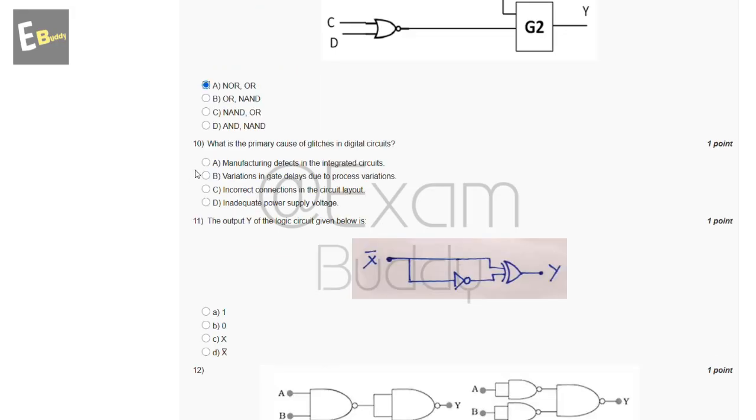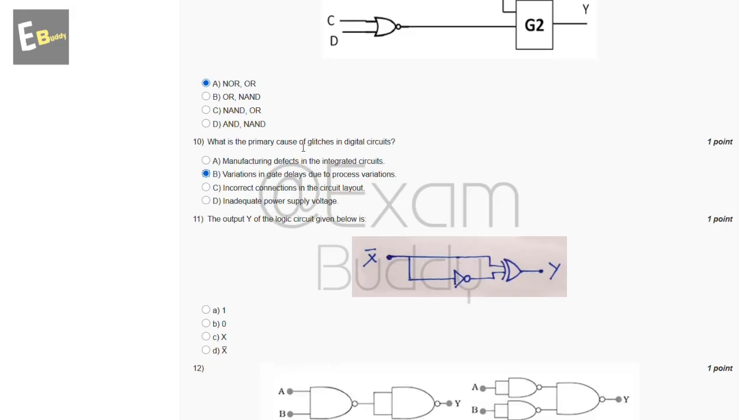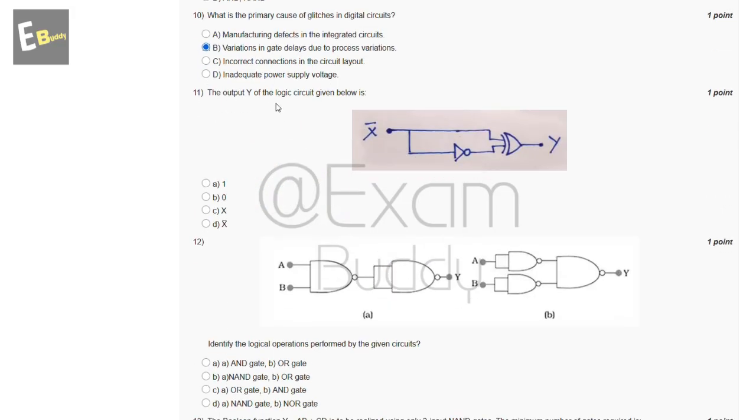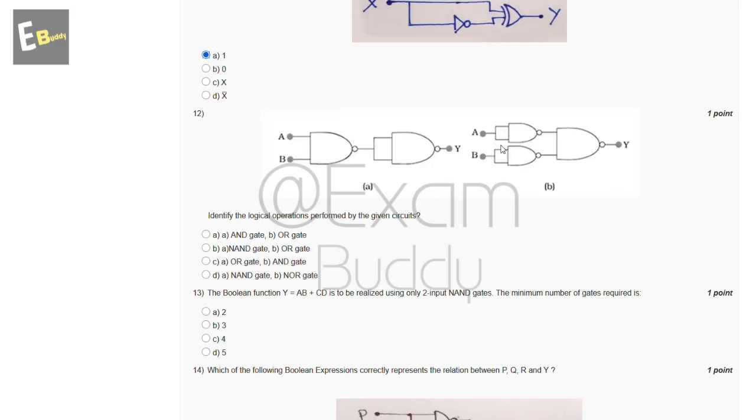Now the 10th question is what is the primary cause of glitches in digital circuits? These are the options and the answer of our 10th question is B, variation in gate delays due to process variation. Now the 11th question is the output Y of the logic circuit given below is. This is our logic gate and the answer of our 11th question is A. Now the 12th question is there are two logic gates, identify the logic operations performed by the given circuit. These are the logic gate options and the answer of our 12th question is D.